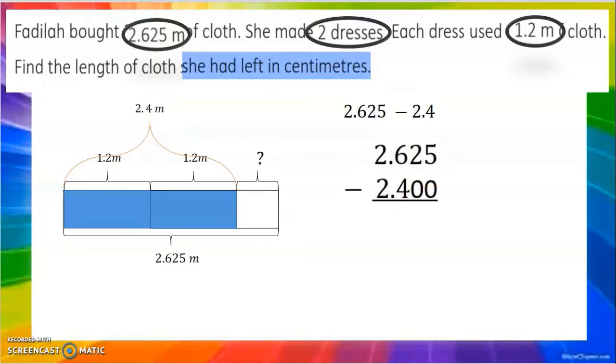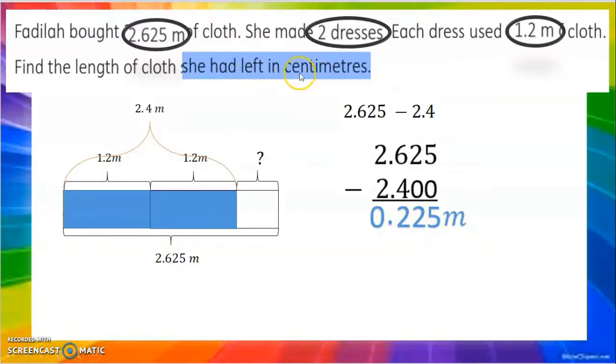So let's subtract from the right. So 5 minus 0 is 5. 2 minus 0 is 2. 6 minus 4 is 2. Then copy the point. 2 minus 2 is 0. So we have 0.225 meters.